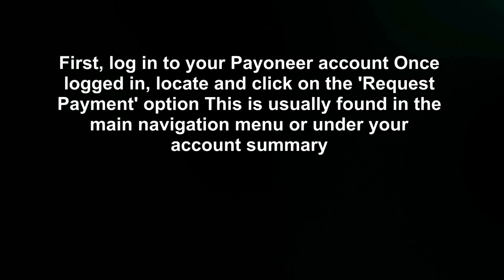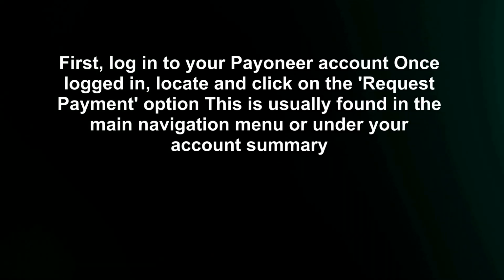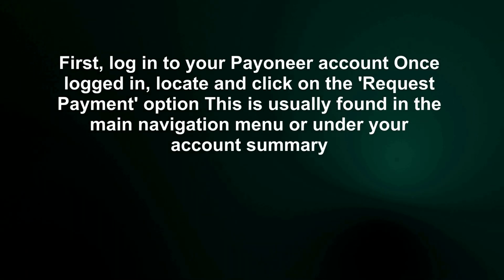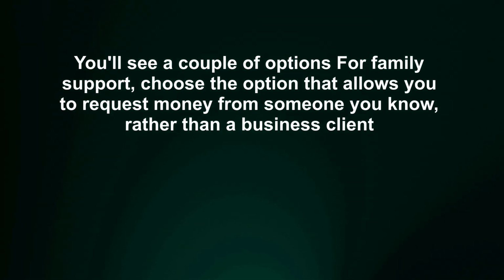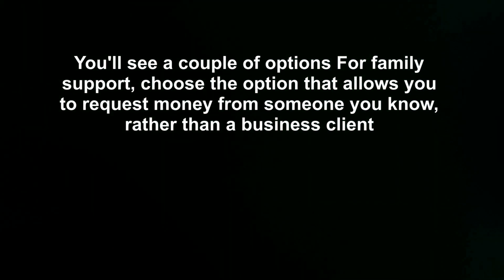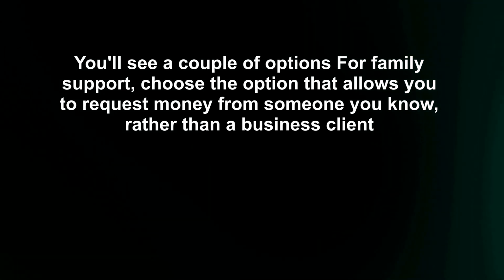First, log into your Payoneer account. Once logged in, locate and click on the Request Payment option. This is usually found in the main navigation menu or under your account summary. You'll see a couple of options for family support. Choose the option that allows you to request money from someone you know, rather than a business client.